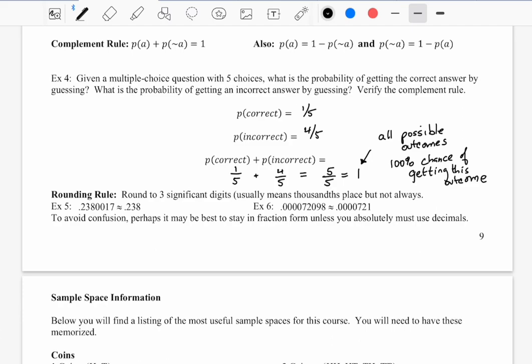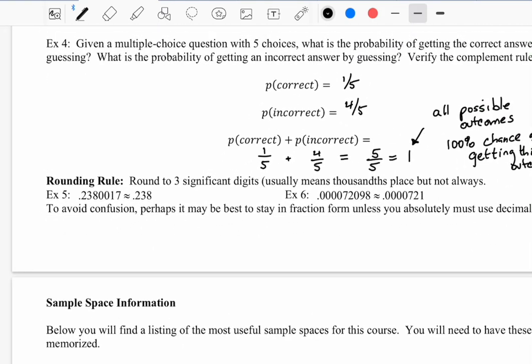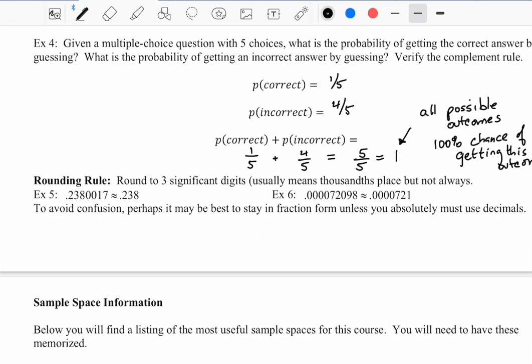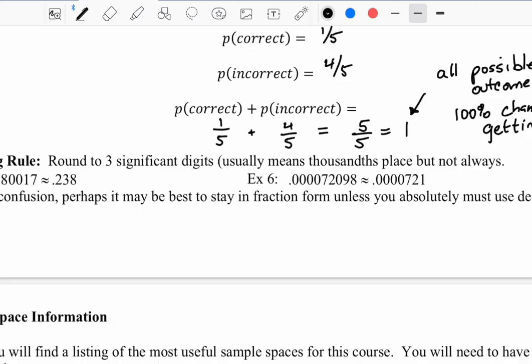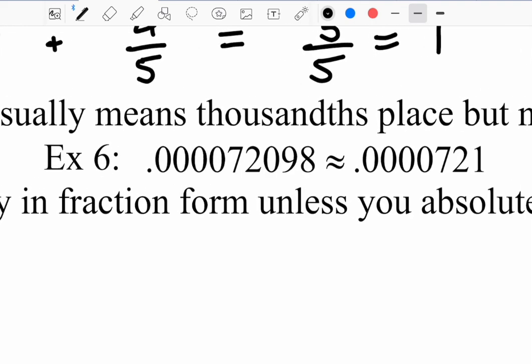Rounding, we tend to go three significant digits, just for the highest degree of accuracy. So I made the little note here. Usually means the thousands place, but not always. So it usually means 3 decimals. What we do is, and really example 6 is the more important one, if you have a string of zeros after a decimal, you don't start counting the 3 decimal places until it transitions from a 0 to something else. So you kind of ignore those first 4 zeros, then start counting. This is 1, 2, 3 decimal places. Then you cut it off here.